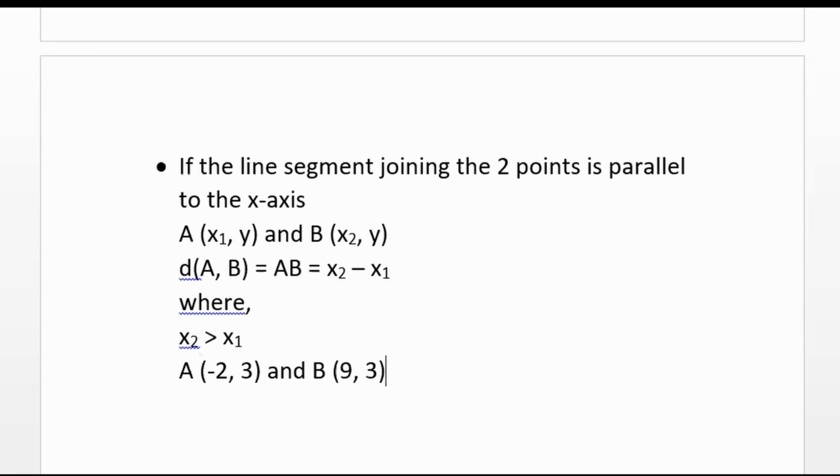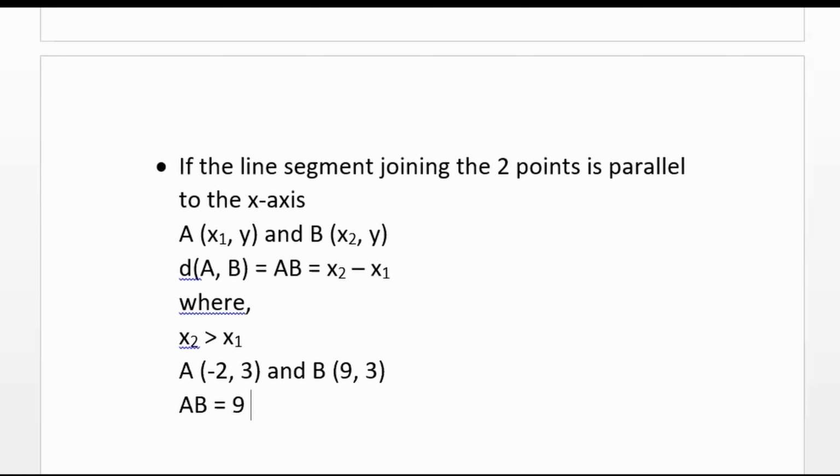So what do we observe here? The y coordinate of both the points A and B is the same, that is 3. So hence the line segment joining points A and B is parallel to the x-axis. Therefore, the distance between A and B is the difference between their x coordinates, bigger x coordinate minus smaller x coordinate.